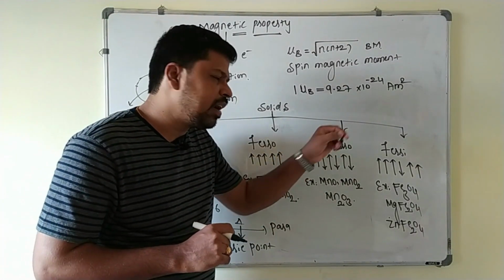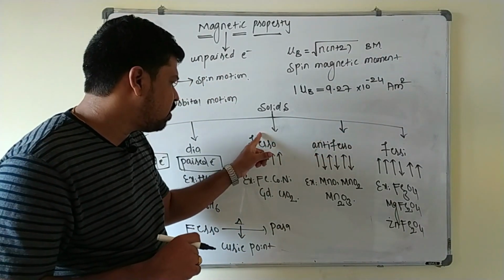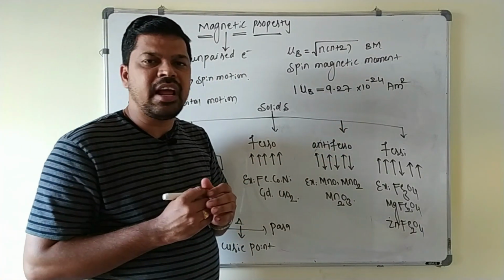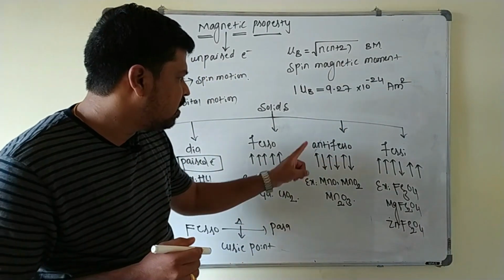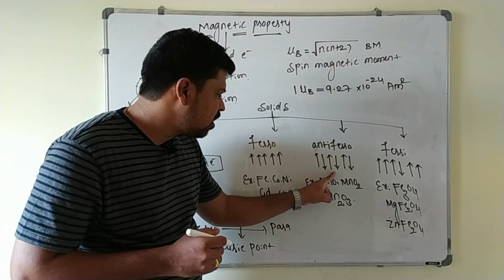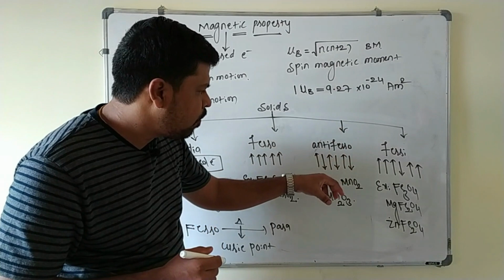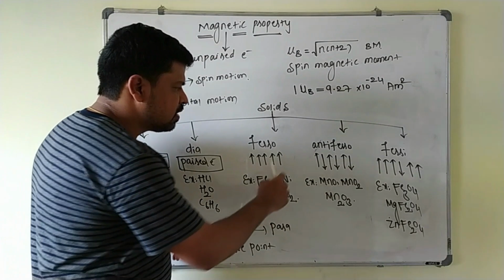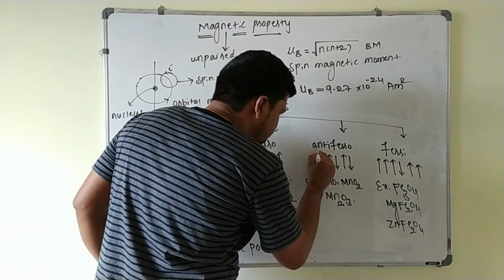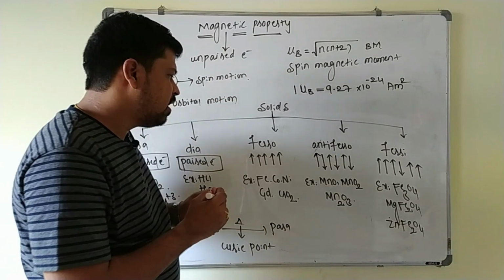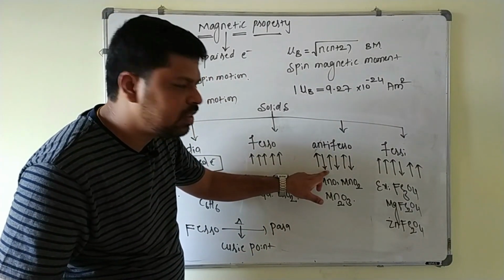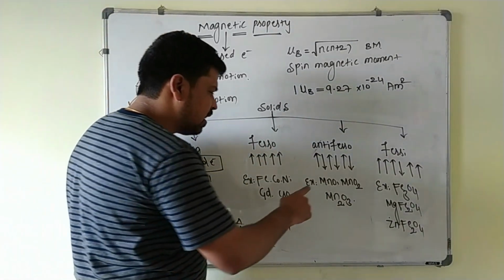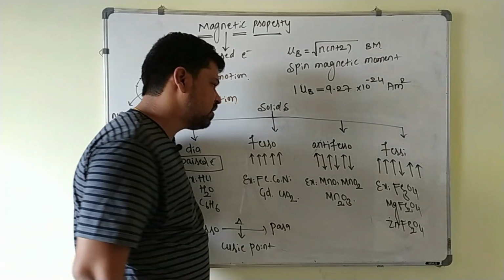Next is antiferromagnetic substance. These two are almost the same, but here the domains are oppositely oriented. Antiferromagnetic substances have zero magnetic moment because the domains are oppositely oriented and the magnetic moments cancel each other. See here, the domains are oriented in the opposite direction, so the magnetic moment of one domain gets cancelled by another. That's why they have zero magnetic moment. Examples are MnO and MnO2, that is manganese oxide, so you can write here.